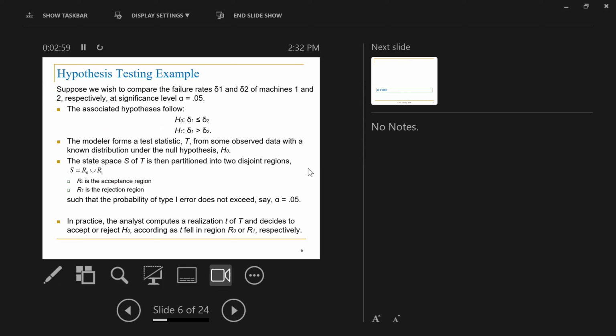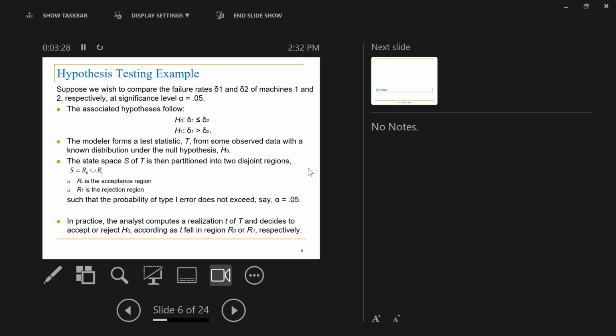So here's an example. Suppose that we wish to compare the failure rates, delta 1 and delta 2, of machines 1 and 2, respectively, at a significance level of 0.05. And we have two hypotheses. The null hypothesis says that delta 1 is less than or equal to delta 2. And the alternative hypothesis says that delta 1 is greater than delta 2.